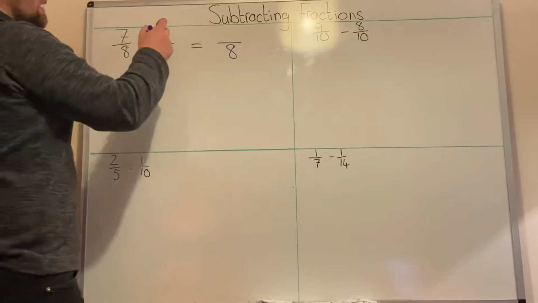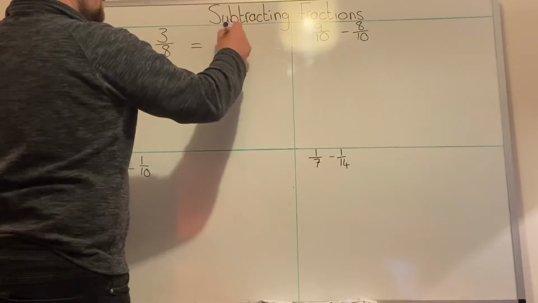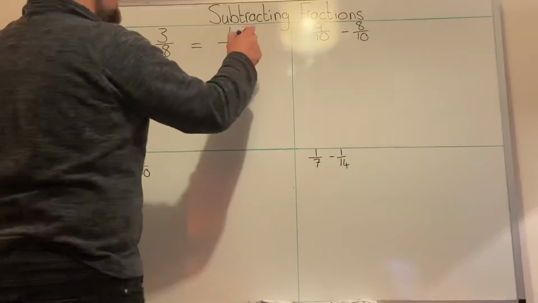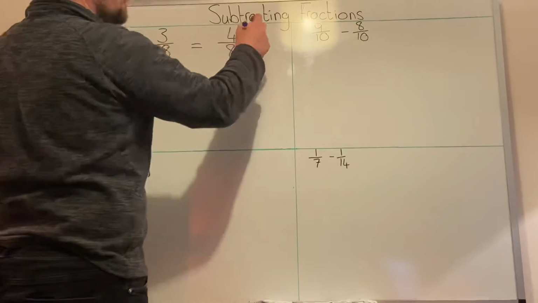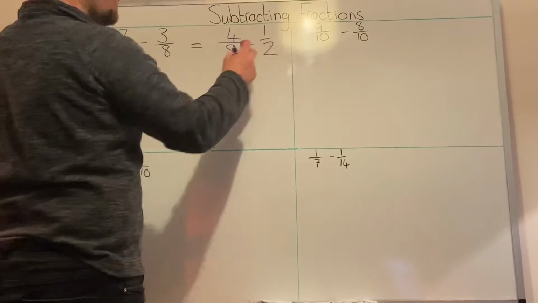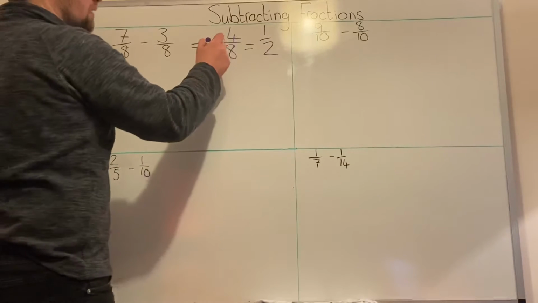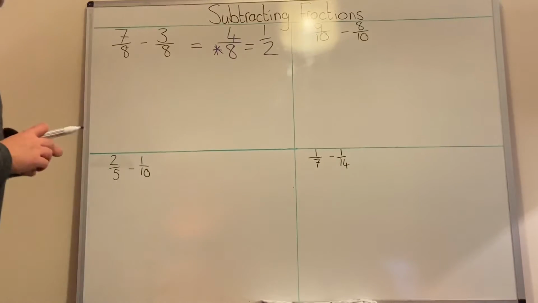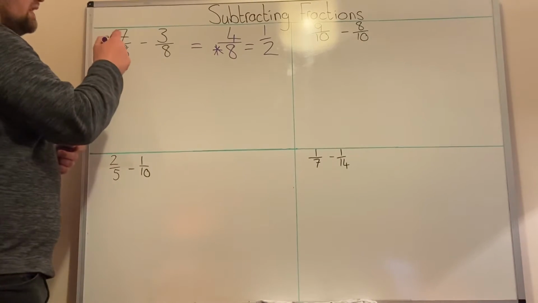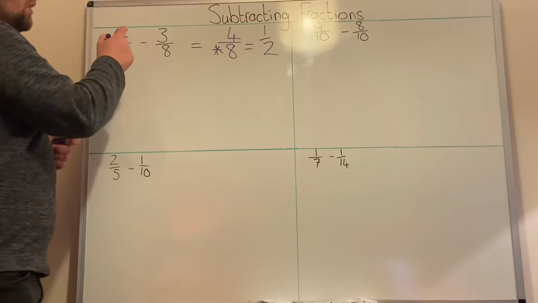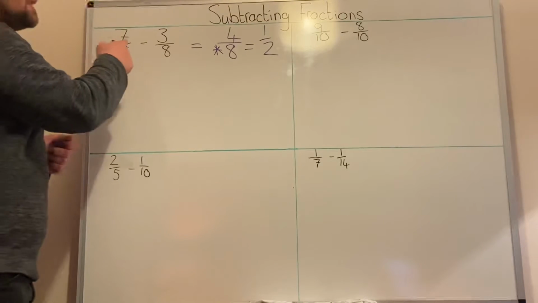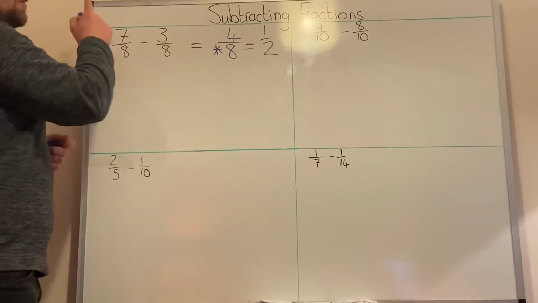Okay, 7 minus 3 on this one is 4. So it's 4 over 8. If you want to simplify it, okay, we're going to divide top and bottom by 4. We get 1 over 2, but everyone should be getting to that stage there, okay? So remember, we're not actually subtracting the denominators. We keep them the same as long as the denominators are the same to start with, okay? We just deal with the numerators.